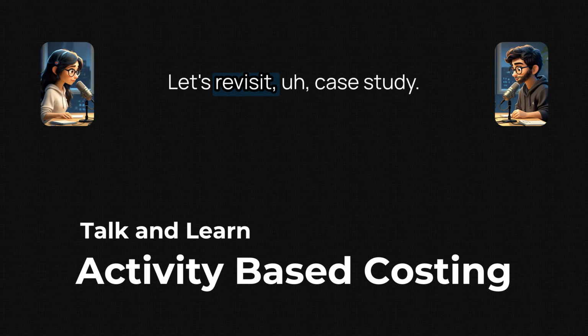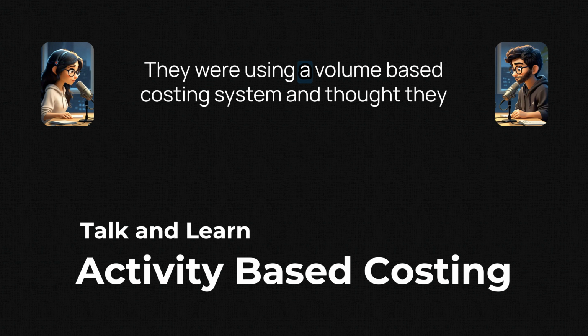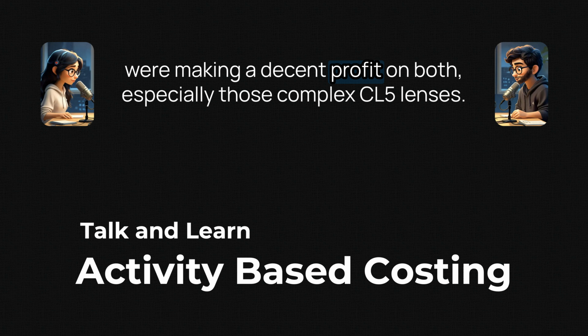Great. Let's revisit a case study about Plaston Corporation. They make lenses for a car manufacturer. A simple lens called the S3 and a more complex lens called the CL5. They were using a volume-based costing system and thought they were making a decent profit on both, especially those complex CL5 lenses.